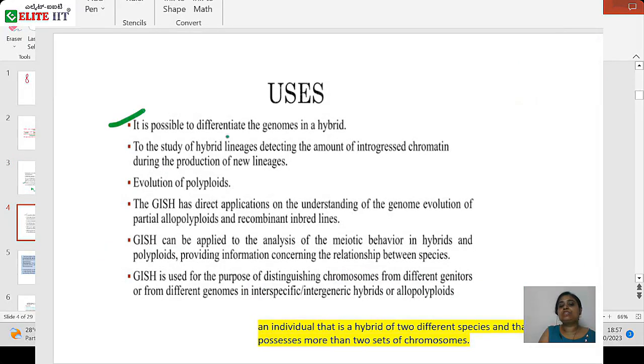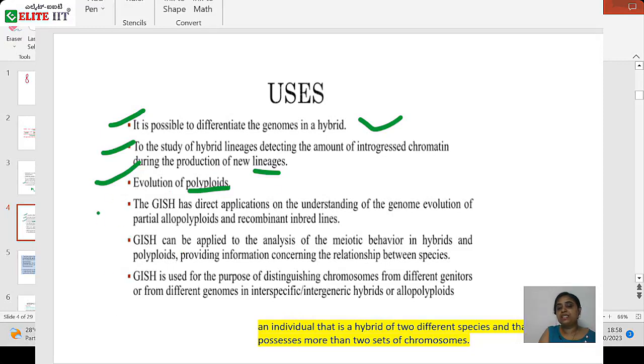So it is possible to differentiate the genomes in a hybrid. See, already I told you, you can differentiate the genomes in a hybrid, to study hybrid lineages, detecting the amount of introgressed chromatin during the production of new lineages. Lineage means a new organism, but there is some relation from the same origin. Now, evolution of polyploids: mainly this is utilized for evolutionary studies. How a polyploid is developed, you can identify that. You can check that.